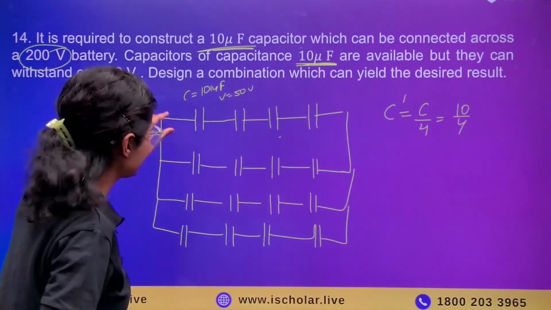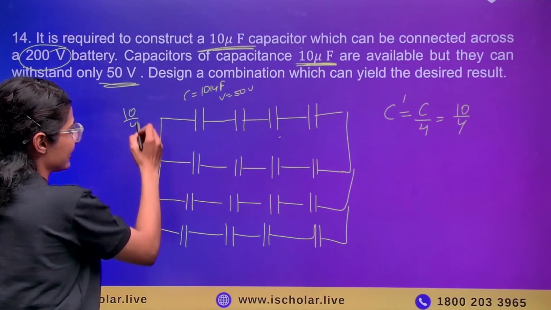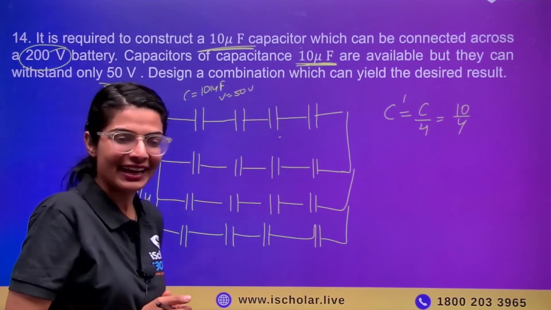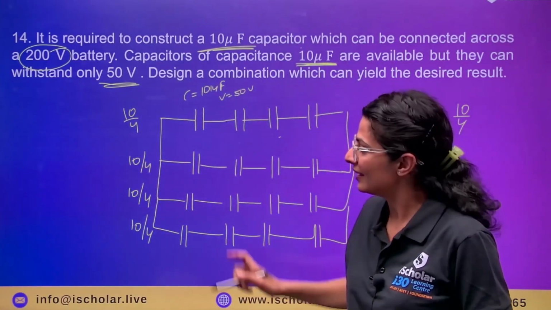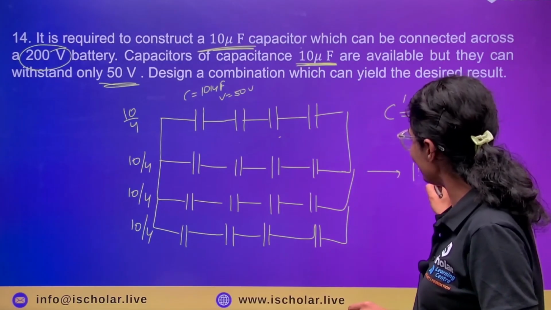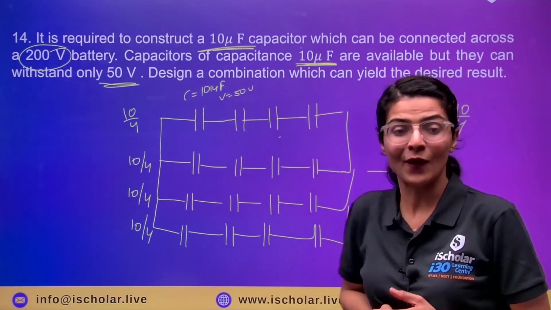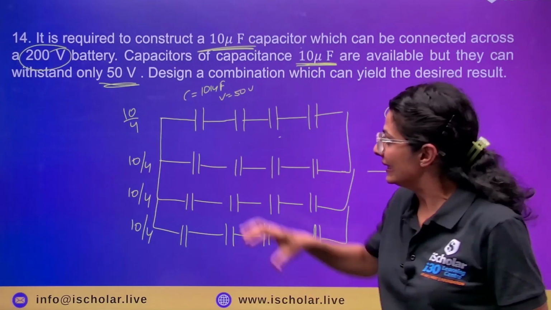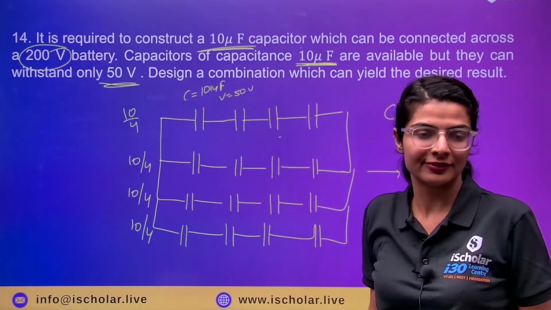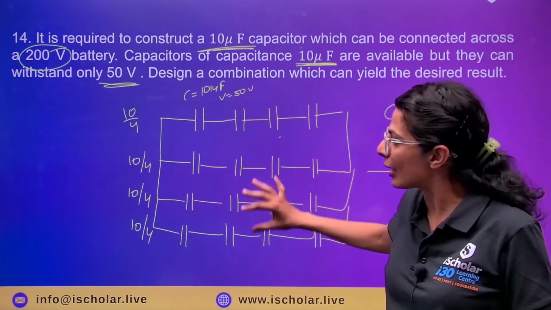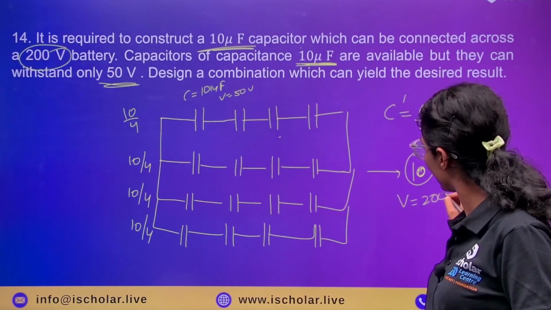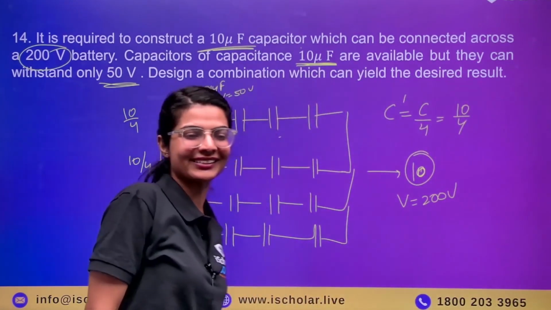Now see, this one has a capacitance of 10 by 4, 10 by 4, 10 by 4, 10 by 4. Can I say that collectively, since they all are in parallel, the total capacitance would be 10 now. Also, what about the voltage? If this branch has 200, now these 4 are in parallel. So obviously the voltages along them would be the same, and you will write the voltage would be 200 volt only. Am I clear with this?